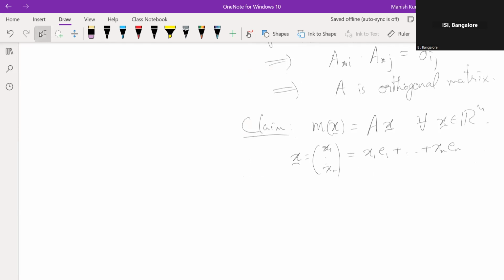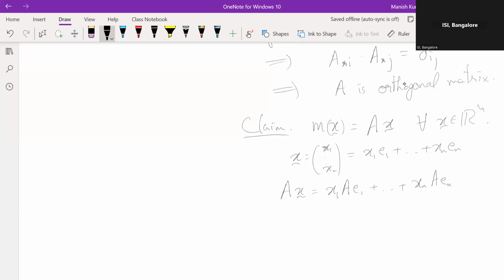So what does Ax look like? A is linear at least. So this tells you that it is x1 A e1 plus up to xn A en. But what is A e1?